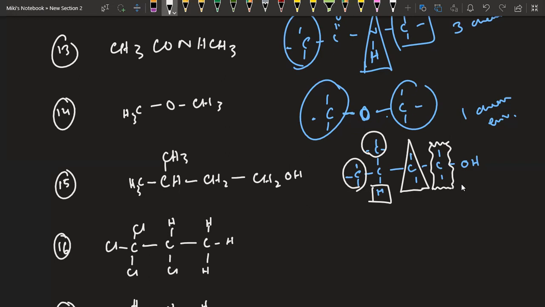Did you get it? We have to see the environment where we are. That's why they are known as environments. Is the environment the same, or is the environment different? For this CH2, the environment is different. It's totally different, because on one side we have CH2, on the other side we have some other group, isn't it? That means the environment is different.